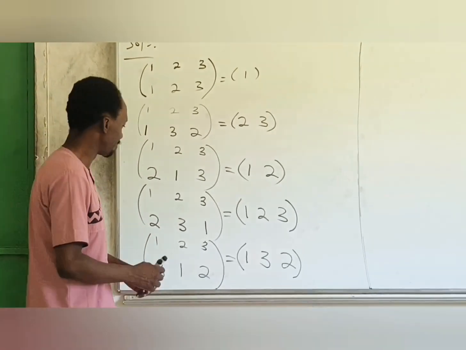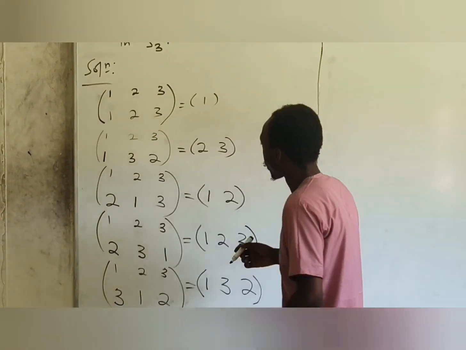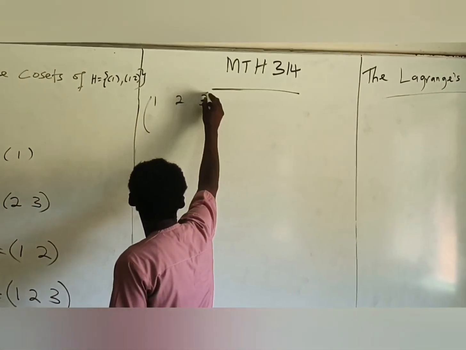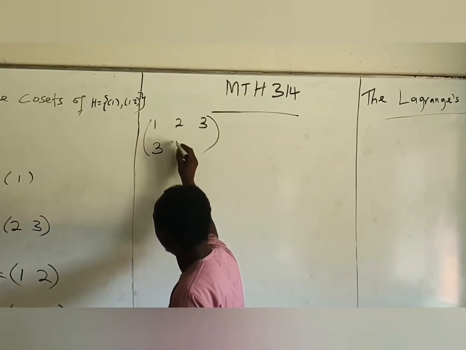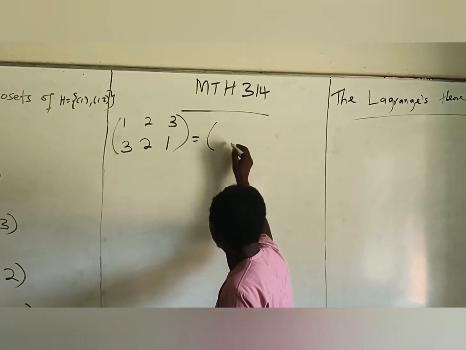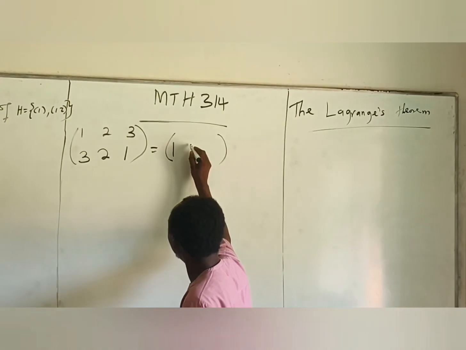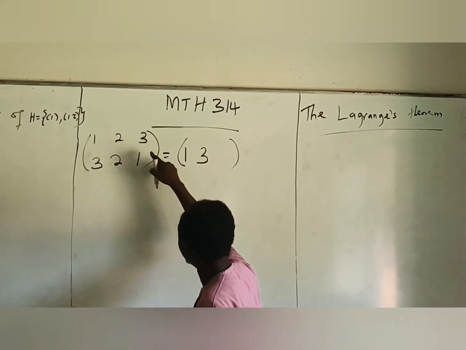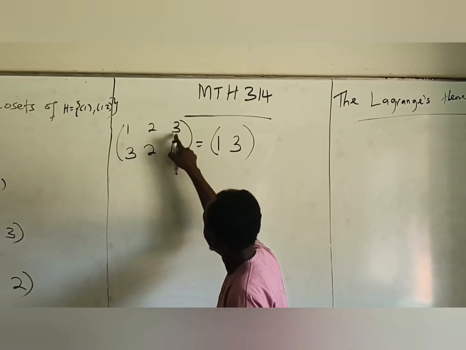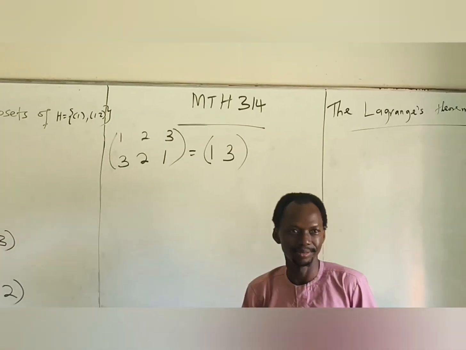So let's go on. So we have this. Is that all? One more. Thank you. 1, 2, 3. 3 here. 2, 1. So who can give us the cycle of this? 1, 3. Very good. So 1 goes to 3, 3 goes to 1. It's going back, so we close it. This one is repeated. Ignore it.